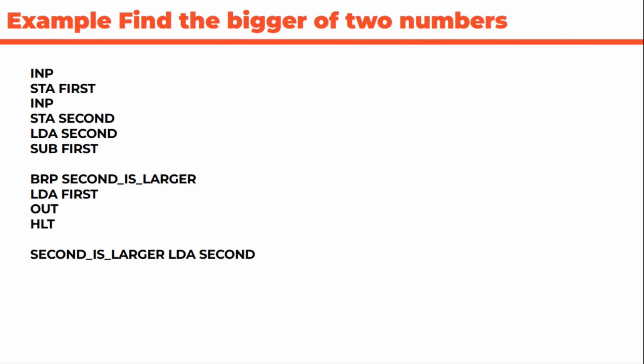Down here, this is the label. So second is larger is what we call a label. I'll try and draw that on my tablet. There you go. And that links to there. So if we branch, if it's positive or 0 in the accumulator, we will jump down here and skip over these commands, and then we'll hit the label. Then we'll load second into the accumulator, so load the value that's in the second data store into the accumulator. We'll output that one, and we will halt the program.